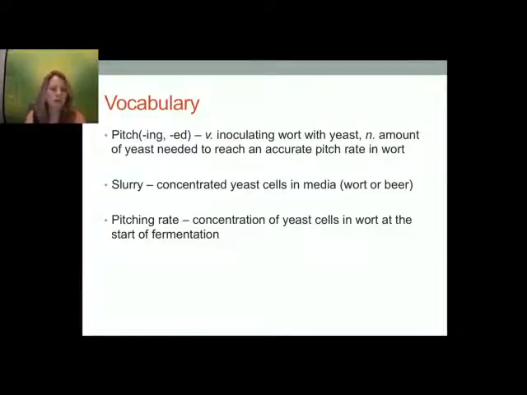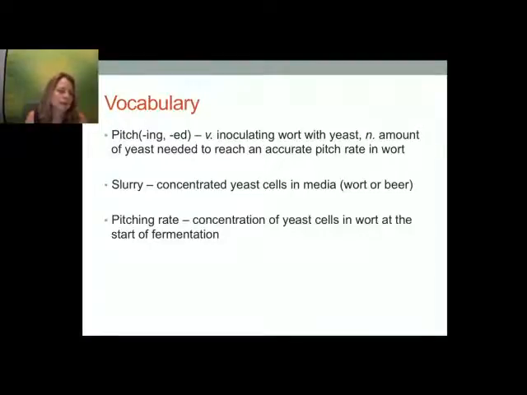Before we begin the lecture, I'd like to go over some basic vocabulary words that I will use regularly throughout the lecture. Pitch can be a verb meaning to inoculate wort with yeast. And so you can say, I'm pitching yeast, I pitched yeast, or any other verb form. It can also be a noun. A pitch of yeast or a pitchable amount of yeast is the amount of yeast needed to reach an accurate pitch rate in wort.